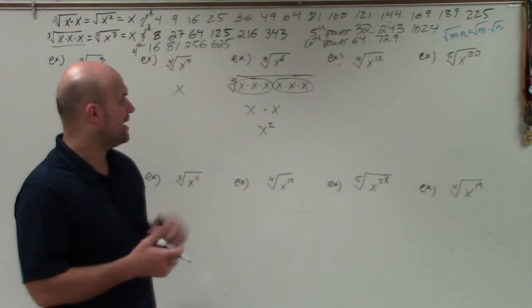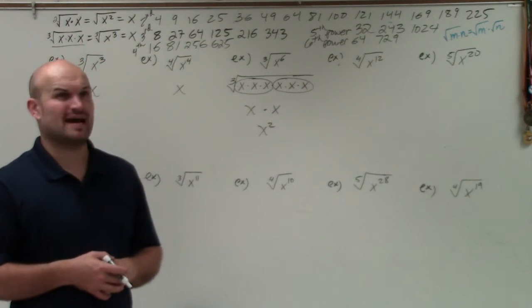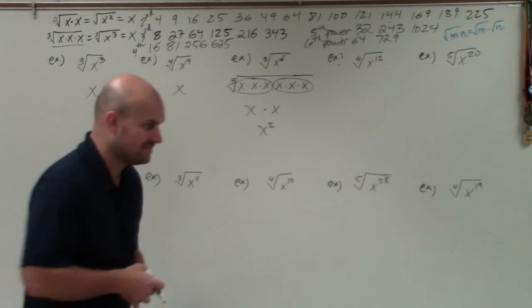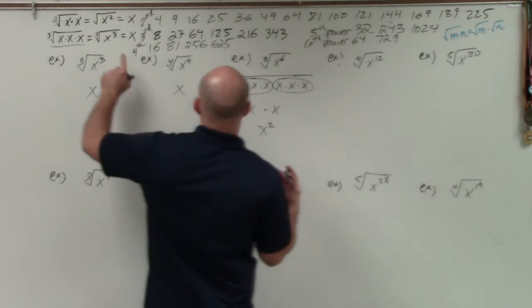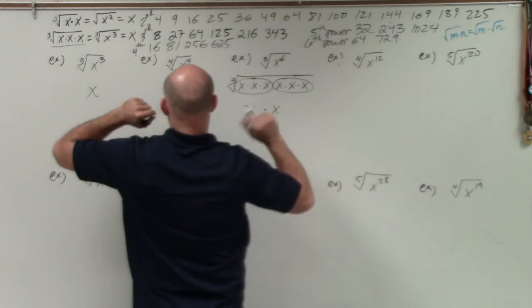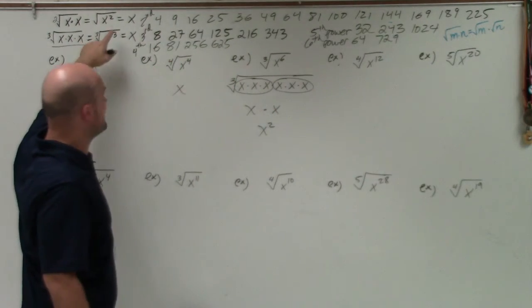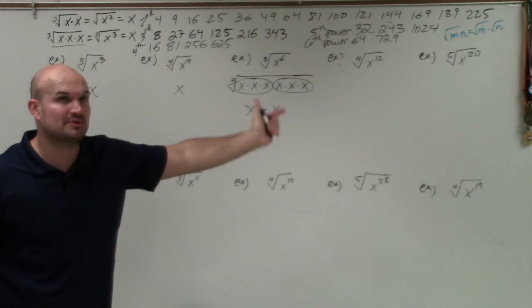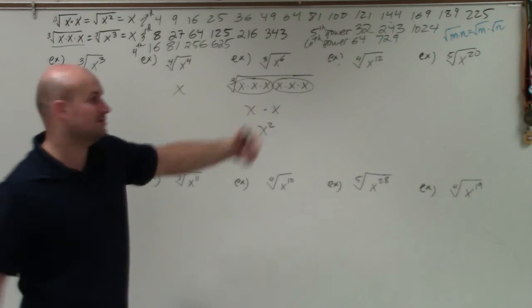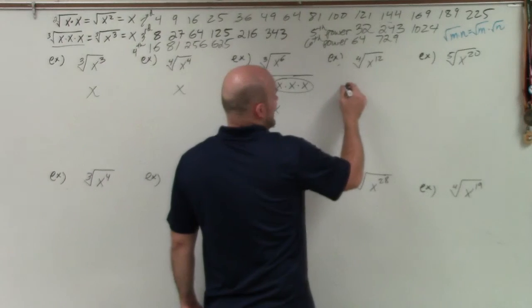But we also have a problem. I don't want to write x to the 12th, x multiplied by itself 12 times. So I know that if I'm taking the fourth root, that means I'd have to make groups of 4. Well, I know that the cube root of x cubed is x, so that means the fourth root of x to the 4th is also x. So how many times could I write x to the 4th?